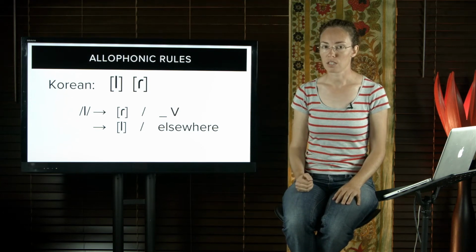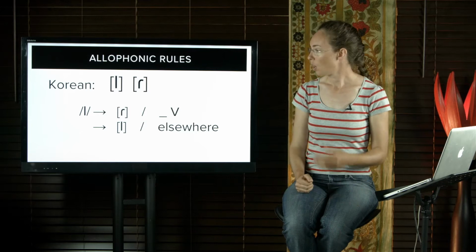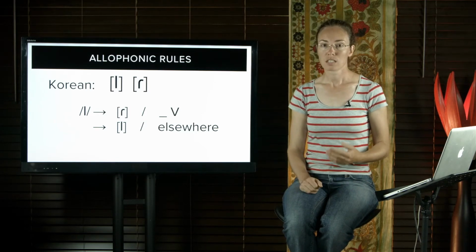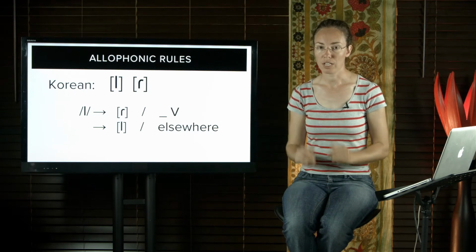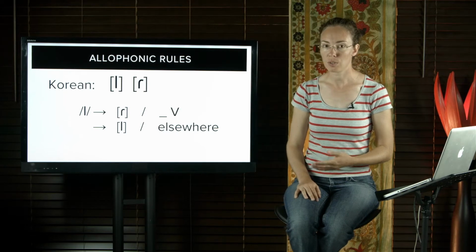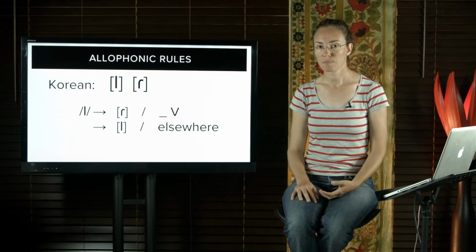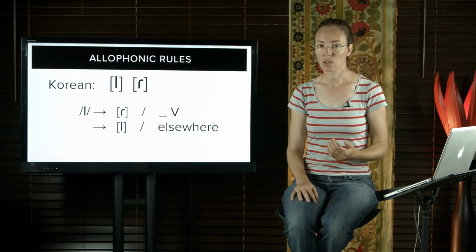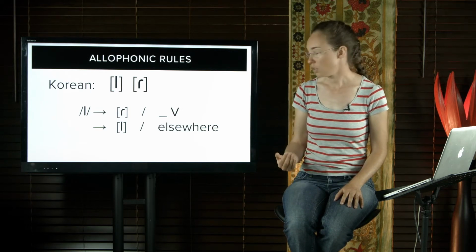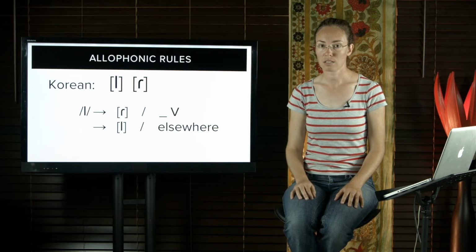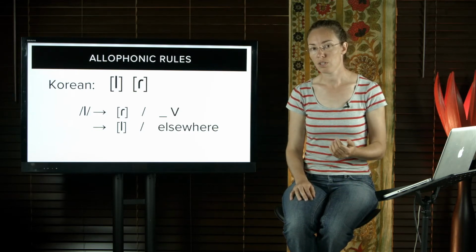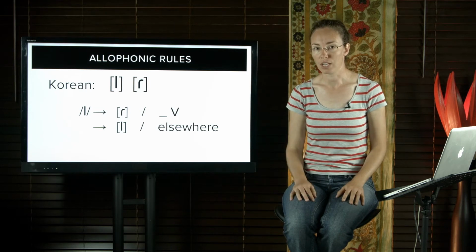Phonological rules like this are written in a specific way. On the left is the phoneme L in slashes. Slashes are used to go around phonemes. The arrow means becomes or turns into or is pronounced as. Then the two allophones, r and L, are in square brackets. Square brackets are used for phones or speech sounds. In phonology, they are used for allophones because allophones are just ways of pronouncing a phoneme.